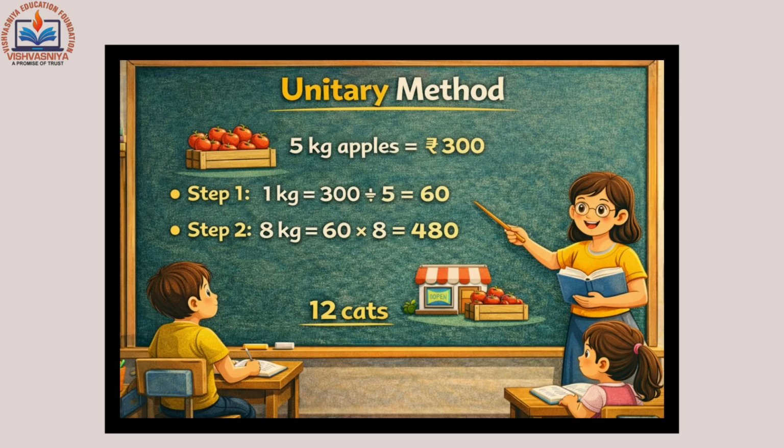For example, if 5 kilograms of apples cost 300 rupees, then cost of 1 kilogram equals 300 divided by 5, which equals 60. Therefore, cost of 8 kilograms equals 60 multiplied by 8, which equals 480.